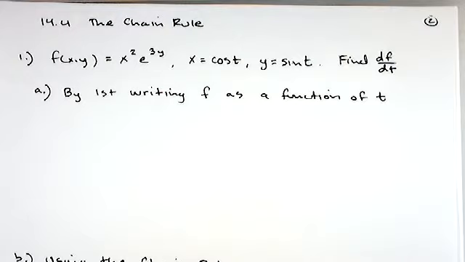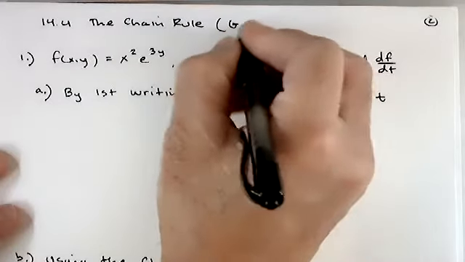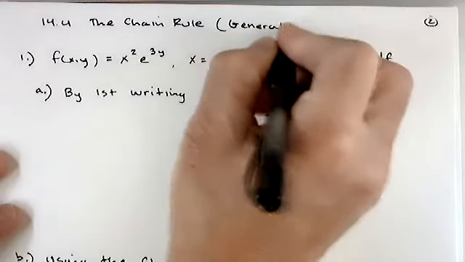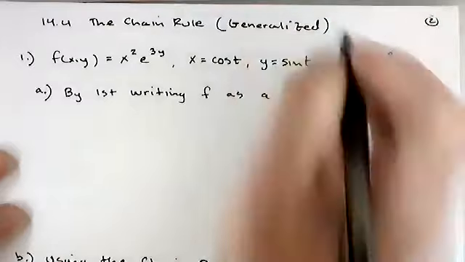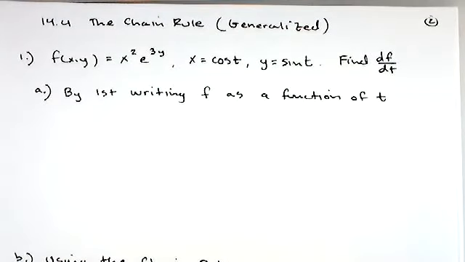And that should be a familiar topic, right, from 21A. And this is more like the chain rule generalized, basically. Generalized to apply to functions of however many variables you want.